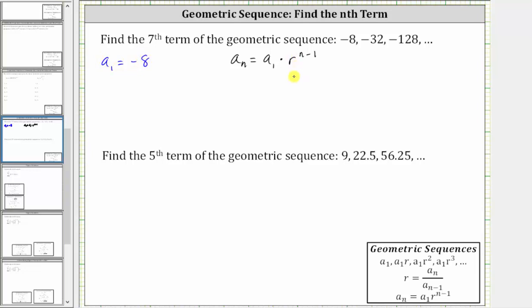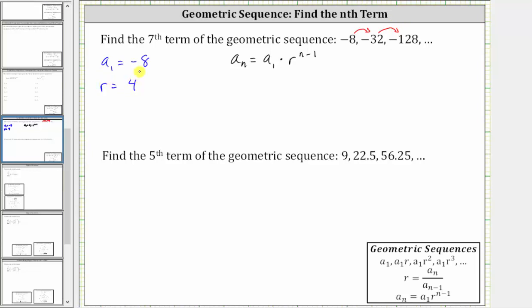The common ratio r is what we multiply it by to determine the terms in the sequence. Notice -8 times 4 is -32. -32 times 4 is -128. And therefore the common ratio r is positive 4.